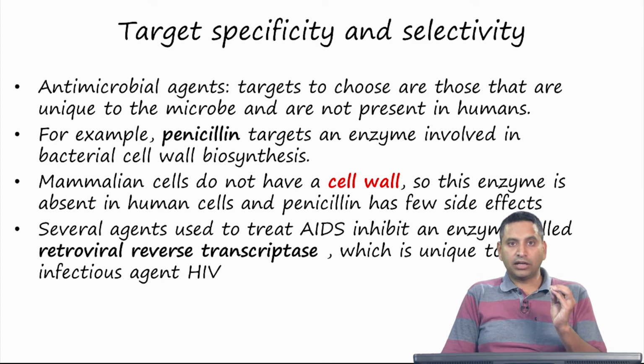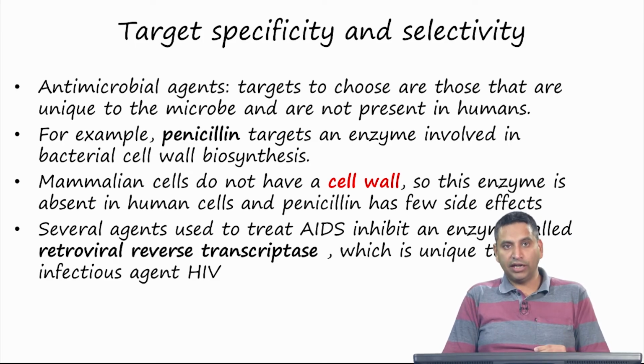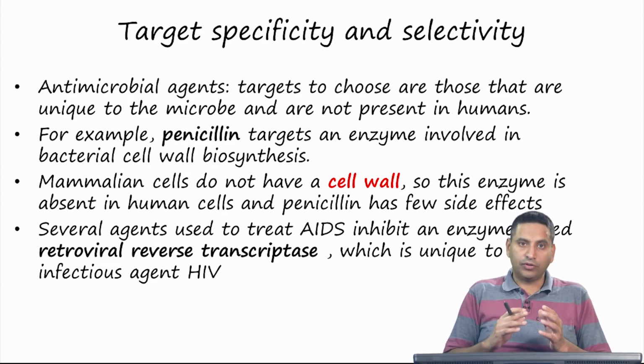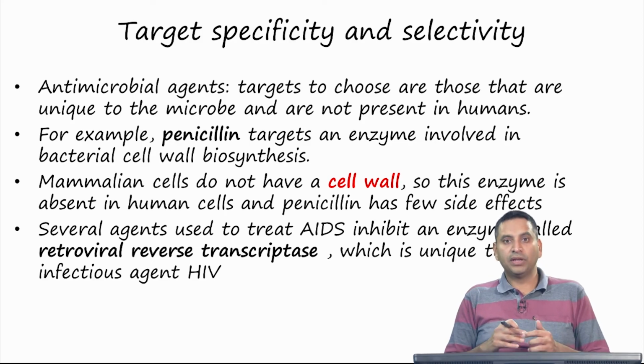Let us look at the case of antimicrobial agents. So, with antimicrobial agents, one would want to choose a target that is unique to the microbe, but it is not present in humans. So, for example, penicillin targets an enzyme which is involved in the bacterial cell wall synthesis. Mammalian cells do not have a cell wall, and so this enzyme is absent in human cells, and penicillin has few side effects.